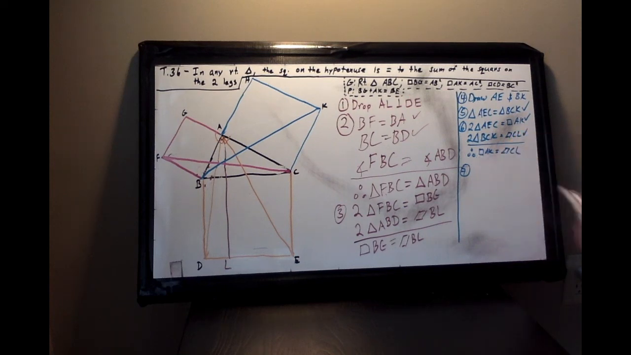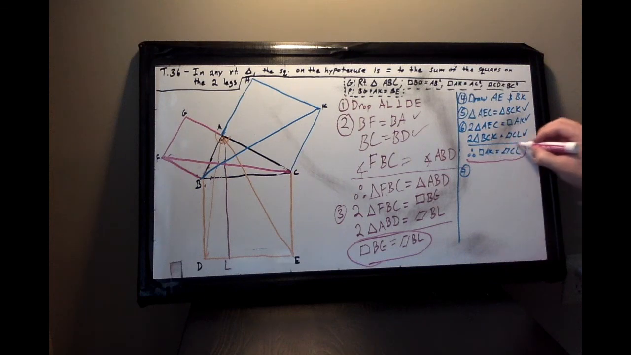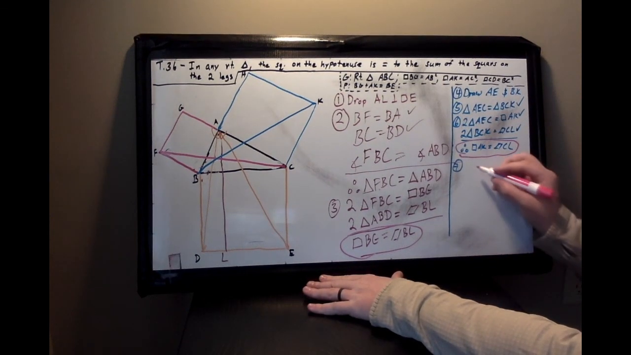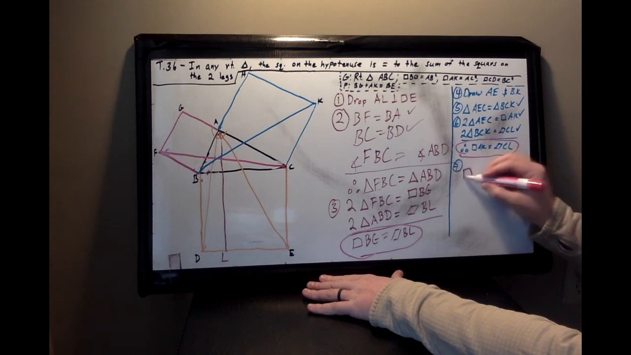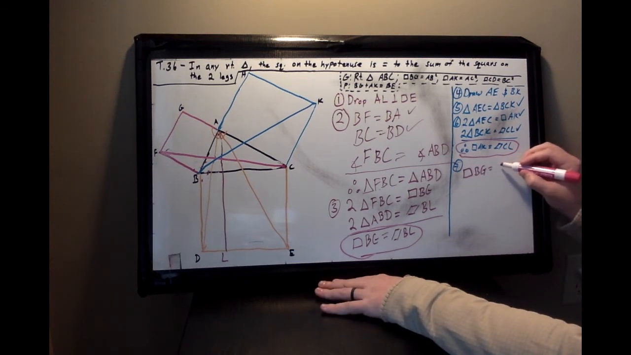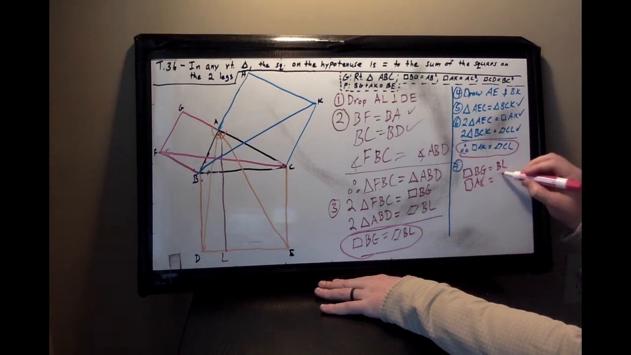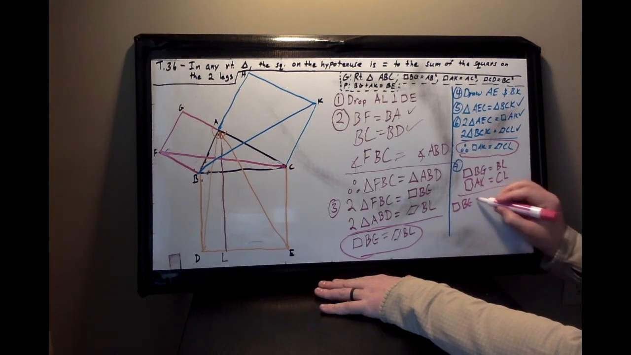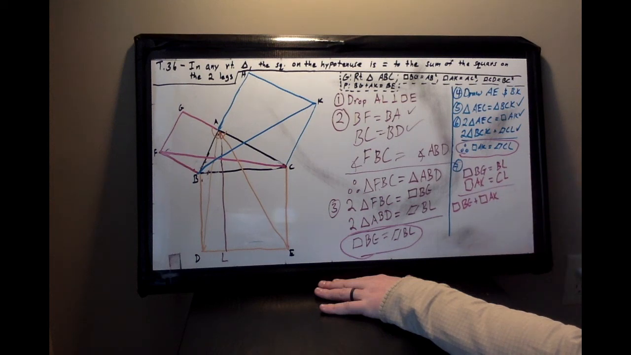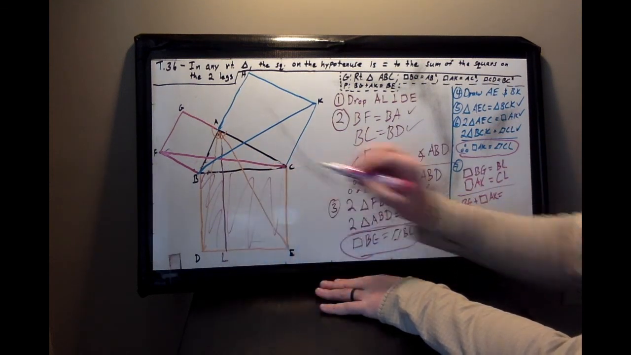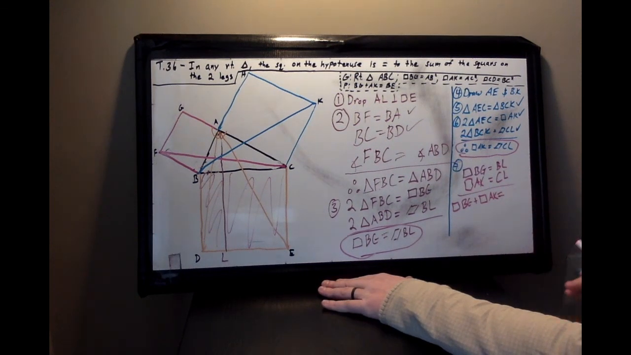At this point, let's get a different color here. If we take what we got down here and what we got up here, we can conclude that since the square BG is equal to the rectangle BL, and the square AK is equal to the rectangle CL, we can add those together and say the square BG plus the square AK is equal to BL plus CL. But we see that the sum of those is exactly equal to the square BE.